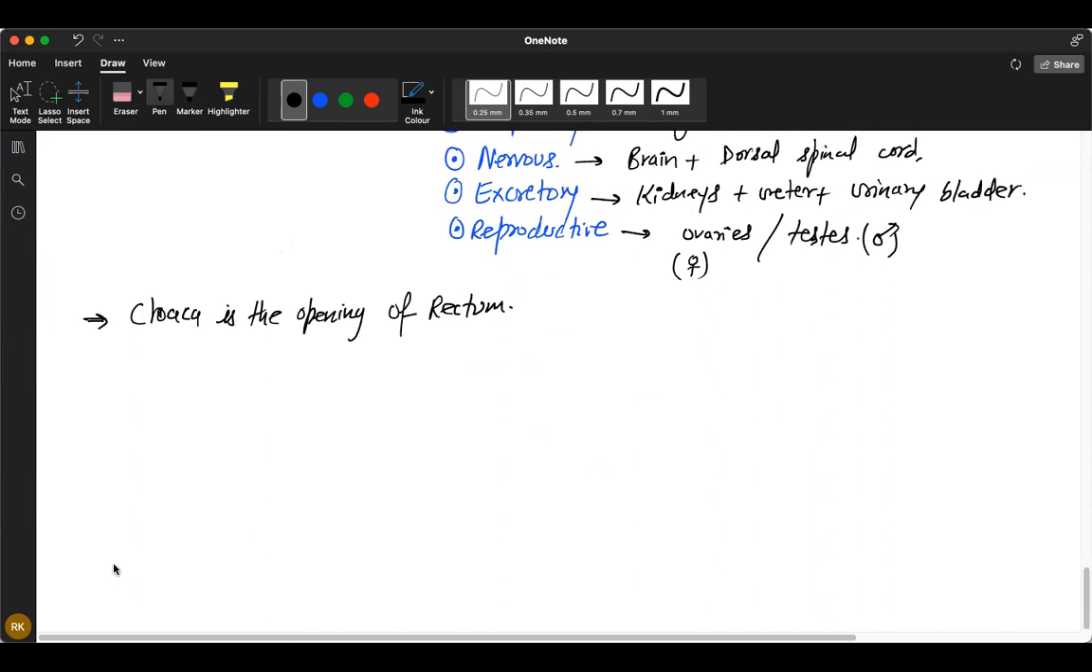This concept of cloaca is also present in reptiles and hence also in birds, because birds evolved from reptiles and reptiles evolved from amphibians. Okay. We don't have the concept of cloaca in mammals. So that's the difference.